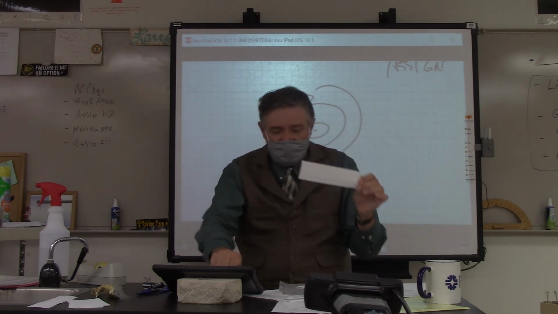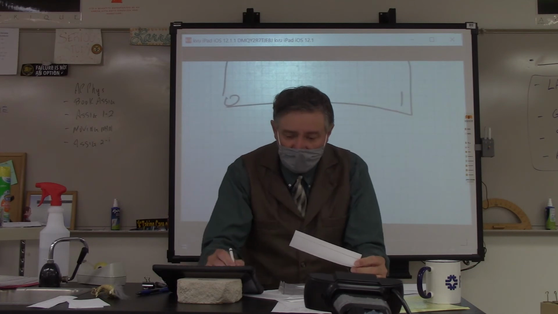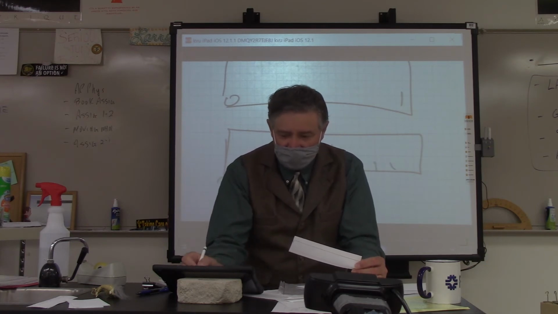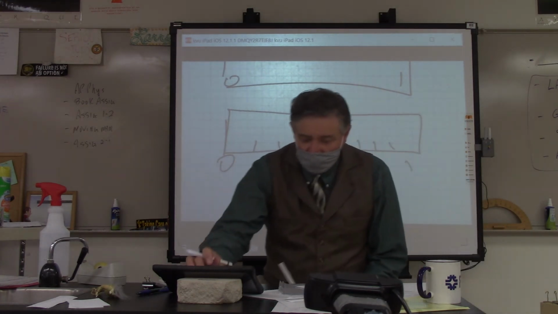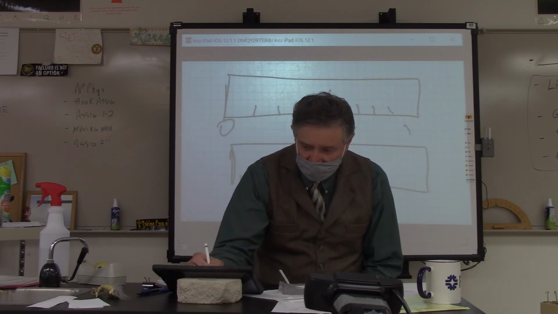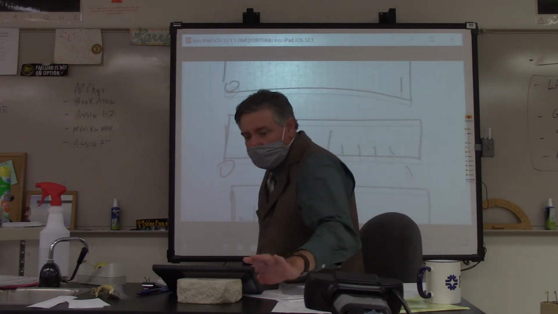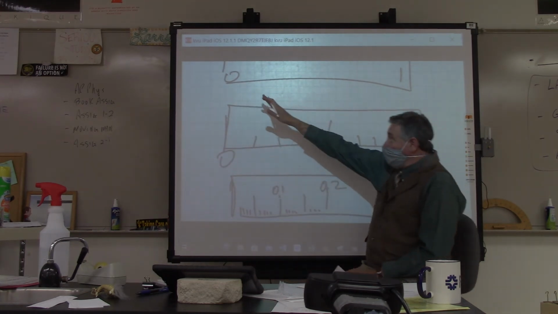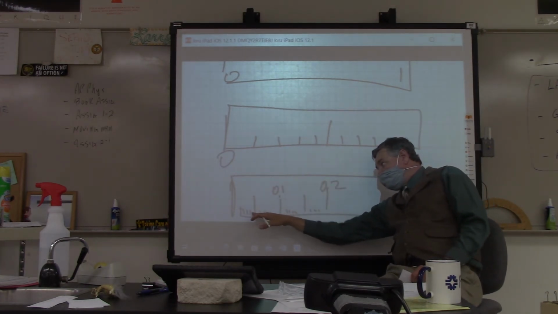Some of these widgets just have a 0 and a 1. Some of them look like this: here's 0 and here's 1, marked off in tenths. And then you have some that are like this: there's 0.1, there's 0.2. The difference between these three is the number of divisions. One is just 0 and 1. This one is marked off in tenths. This is marked off in tenths and hundredths.